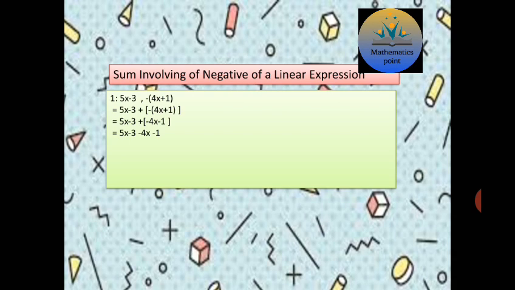Plus times minus is minus, so we get the minus 4x, and again minus 1 multiplied with plus, so plus times minus is minus, so we get minus 1. And the important thing is that whenever there is a positive sign outside the bracket, the inner signs will remain the same. As we have a plus sign outside the square bracket, you can compare that the signs inside the bracket, minus 4 and minus 1, remain the same.